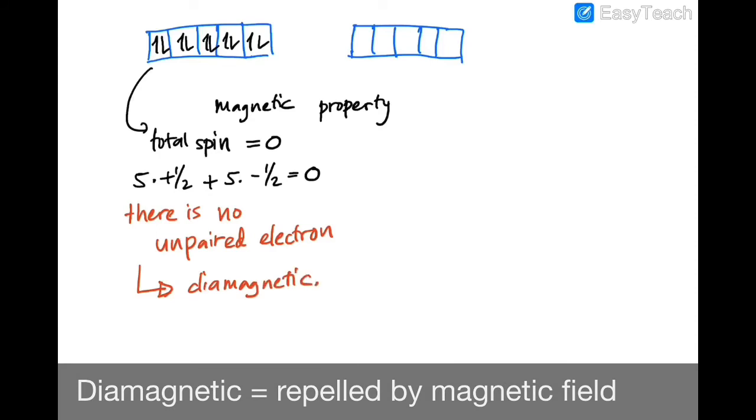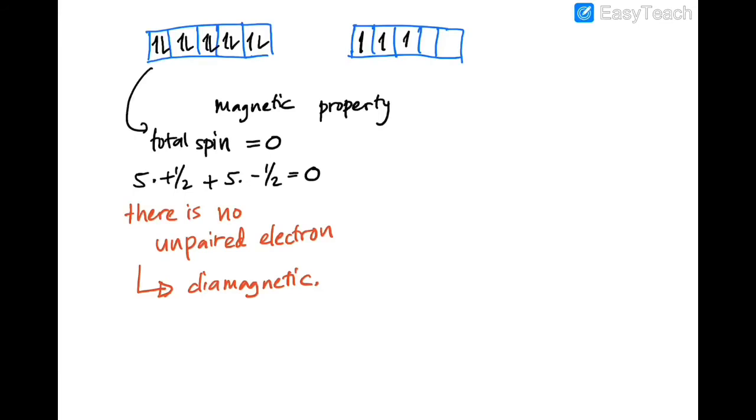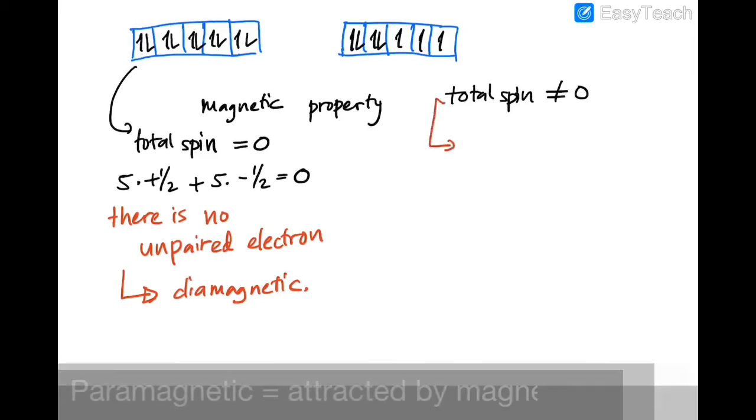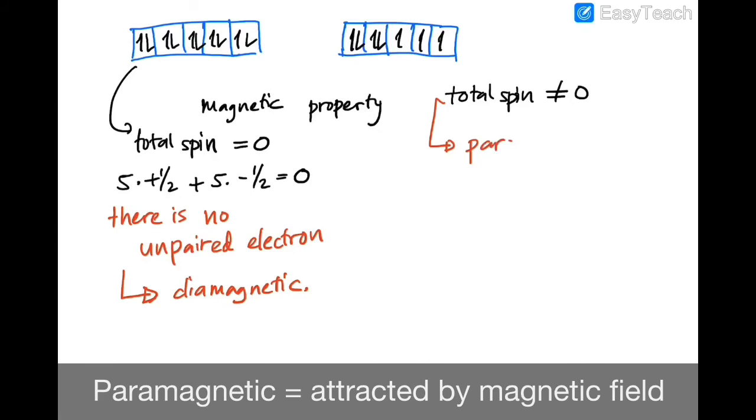Okay? On the other hand, if you have unpaired electrons, for instance like this or like this or like that, in this case you have 1, 2, 3 unpaired electrons. The total spin now is, of course, not 0. And therefore, we call this type of elements paramagnetic.